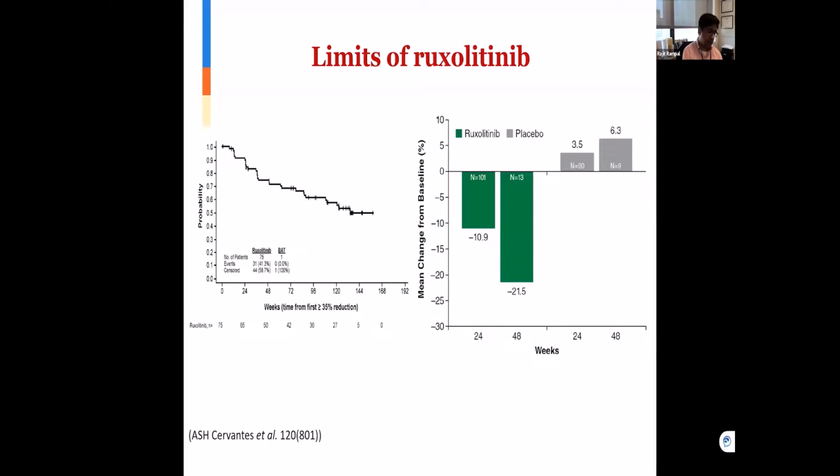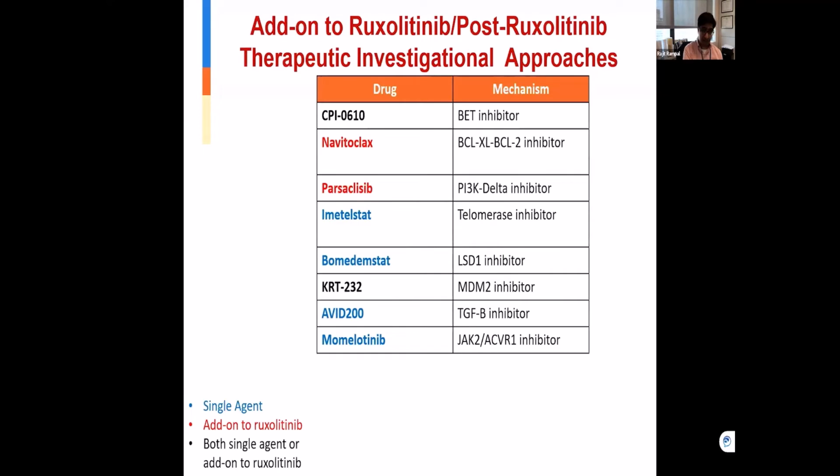And so the last slide in my talk that I'll leave you with, which I think is maybe the most optimistic slide, is to show you that this is where we are today. We have a number of new drugs that are in development, in late stage development for patients with myelofibrosis.